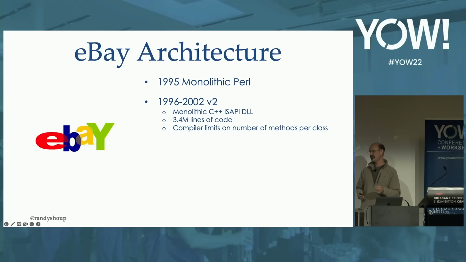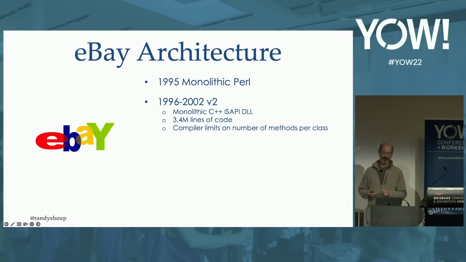The next iteration of eBay's architecture was what they cleverly called V2. It was a monolithic C++ DLL that plugged into the Microsoft Internet Information Server. If you can remember that, you're old just like me. So it was a C++ DLL in there, monolithic. It grew at its worst to 3.4 million lines of code in that single DLL.